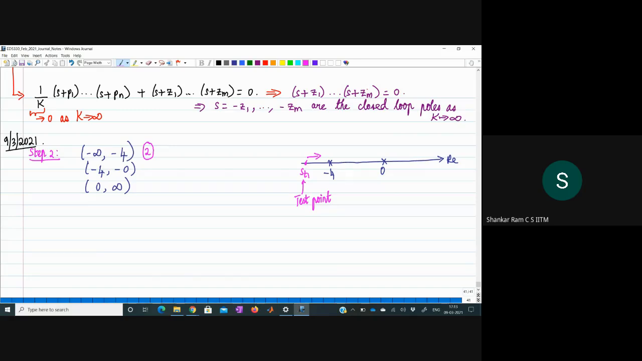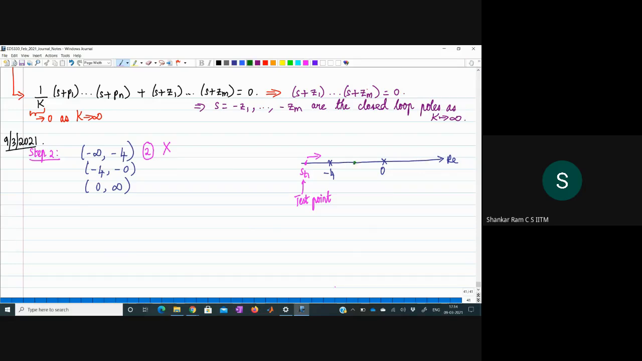Consequently, if we choose this test point between minus infinity and -4, and we look towards the right of this test point, we see that there is an even number of open loop poles and open loop zeros to its right. So this is not on the real root locus. That's how we determine it.